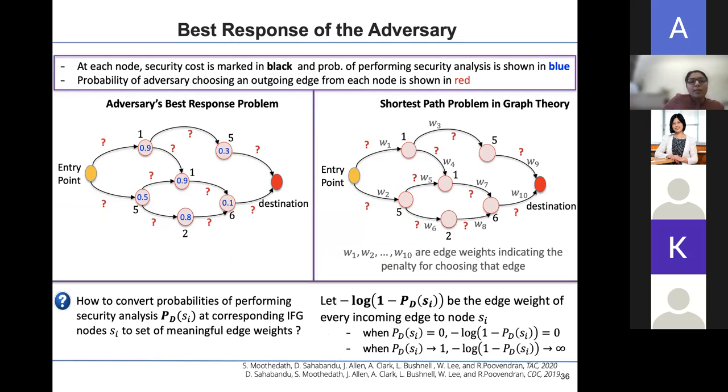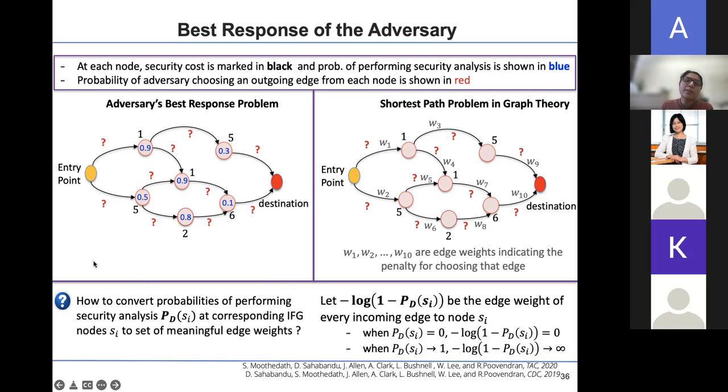So what we notice is that the adversary's best response problem can be converted to a shortest path problem in graph theory. And shortest path problems are well studied in graph theory, and there exist really efficient algorithms for solving it. So how to transform this to a shortest path problem, right? And what are the edge weights? Because in shortest path, the goal is to find a path from a source or an entry point to a destination of minimum weight, where every edge will have a weight.